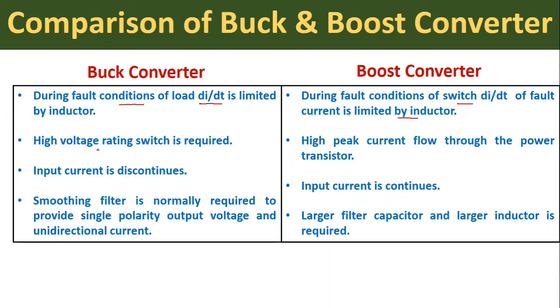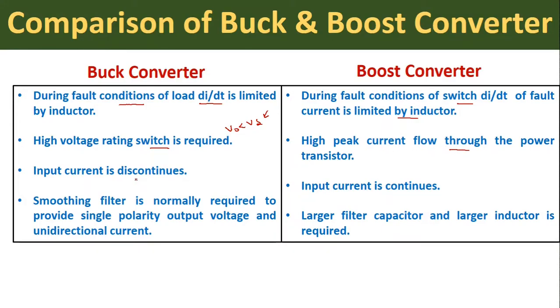In the buck converter, high voltage rating switch is required. As we have seen in the circuit diagram, the switch is connected in series with the voltage source. Therefore, as in the buck converter, the output voltage will be smaller than the input source voltage, so this input source voltage will be higher. So high voltage rating switch is required in the buck converter to handle this high input source voltage. In the boost converter, high peak current flow through the power transistor.